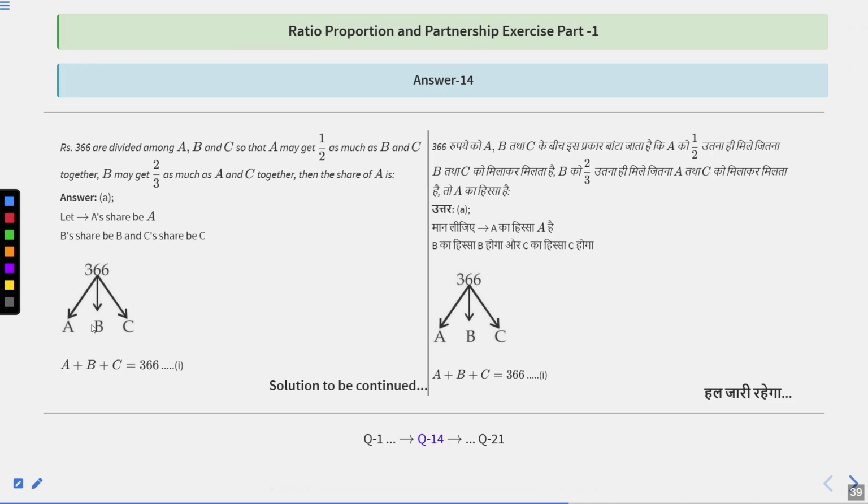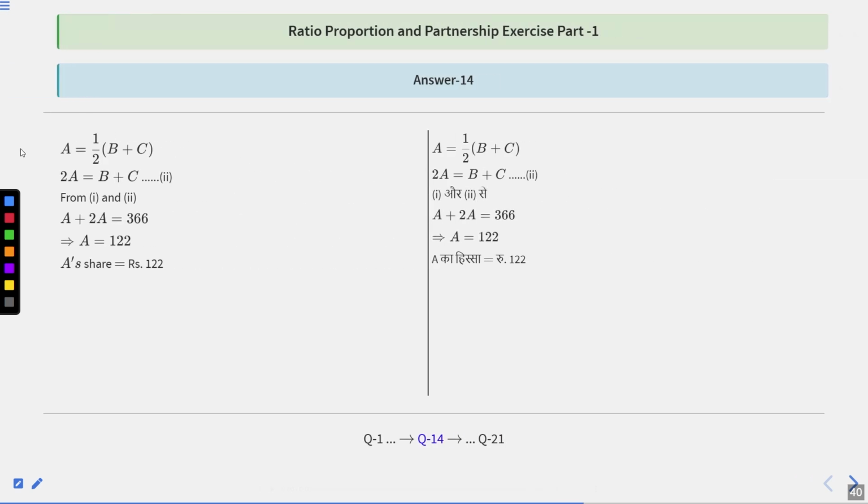The question says that A plus B plus C get a total amount of 366. So we can write A + B + C = 366. Solution to be continued. A = 1/2 of (B + C). It is given in the question. So we can write 2A = B + C. From equations 1 and 2, we can write in place of B + C, 2A. So the equation becomes A + 2A = 366. A is 122. So A's share is 122 rupees. Clear? Next one.